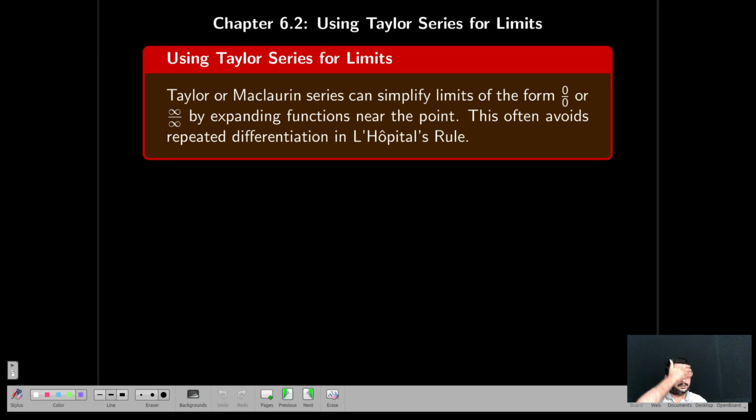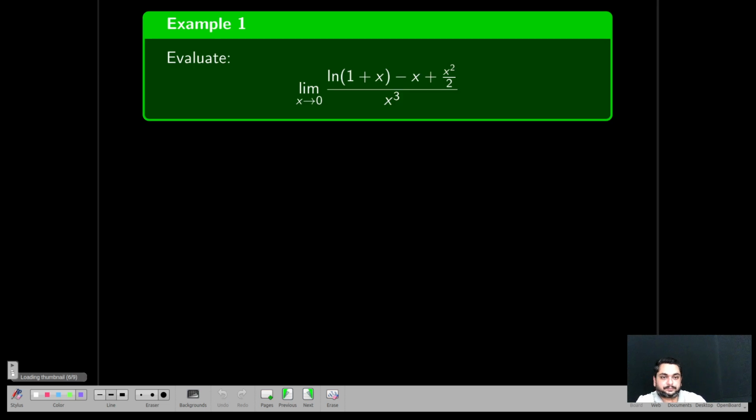Now we'll see how to solve limits problems. In limits problems, when you have L'Hopital's rule to be applied, you have to repeatedly apply it. So if you convert any given function into the Taylor series or Maclaurin series, then it is easy for you to approximate and then get the limit's value. So that's why you can use the Taylor series here. Let us see a few examples.